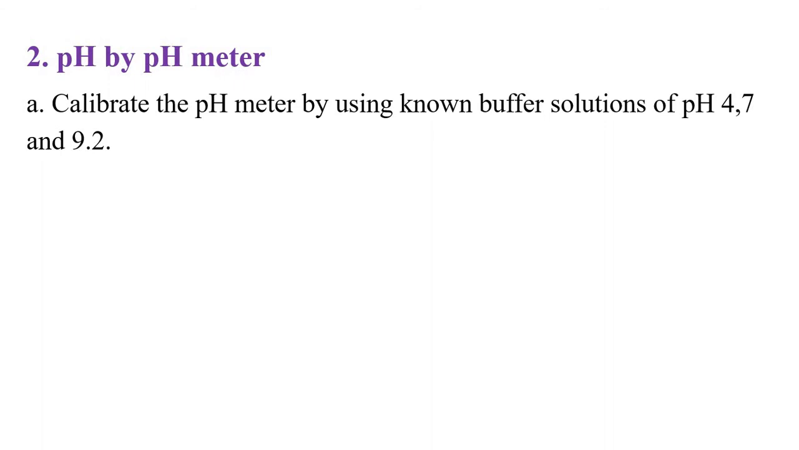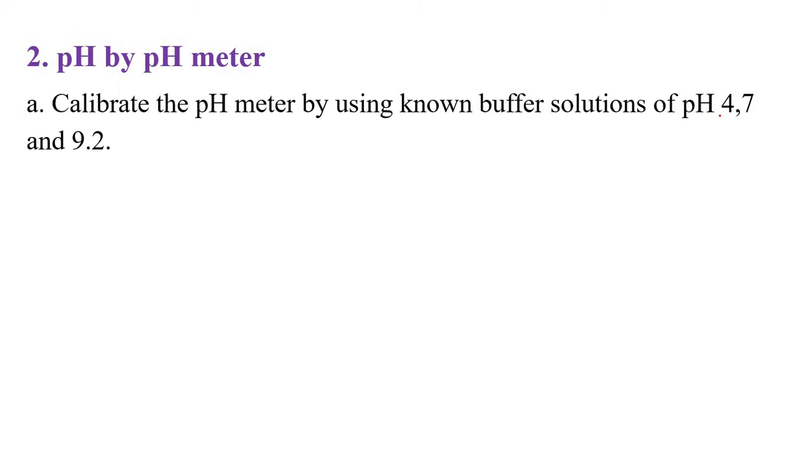Similarly, you can find pH by pH meter. It is a digital instrument which contains a display and a glass electrode, with the help of which we can determine the pH of a given solution by inserting that glass electrode in the solution. First, you have to calibrate the pH meter by using the buffer solution of pH 7, 4 or 9.2, because the pH meter needs to be calibrated before using.